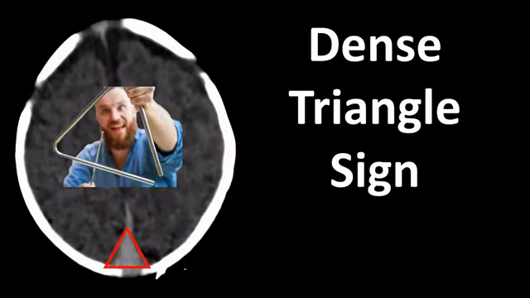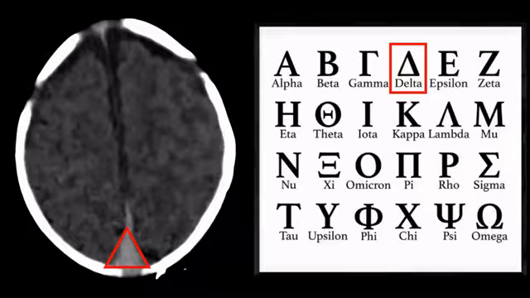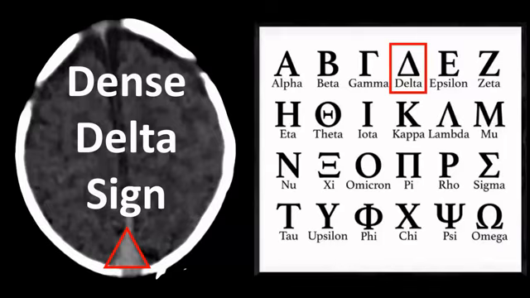Now, this is the dense delta sign, but some also call it the dense triangle sign. And this is something we will often encounter in radiological signs. Sometimes you have different names to refer to basically the same pathological entity. So the dense triangle sign or the dense delta sign, both are referring to having a thrombosis in the posterior part of the superior sagittal sinus. So this is the same patient, and this is the Greek letter delta, so we can also call it the dense delta sign if you want to.